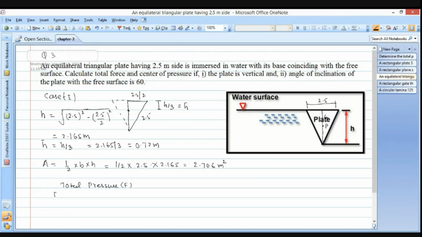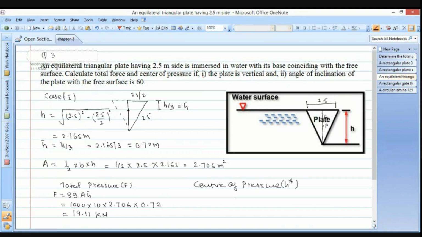So now we calculate the total pressure force for case 1, which is indicated by F. So F equals rho g A h cut. So water is there, 1000, g we take 10, area that is 2.706 into h cut, that is 0.72. So our answer comes, that is 19.11 kilonewton.